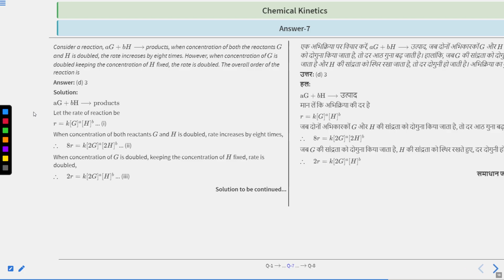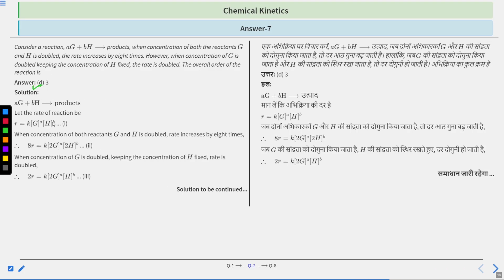Okay, let's see. The correct answer is option B. So this is the reaction given A plus B giving us products. Let's suppose the rate of reaction is R equals K times G to the power A, H to the power B. Right? When the concentration of both reactants G and H is doubled, it is given that the rate increased by 8 times. So you can write 8R equals K times (2G) power A, (2H) power B.